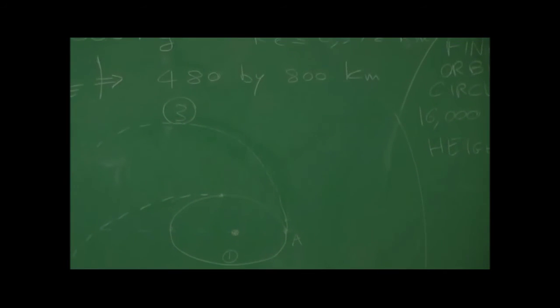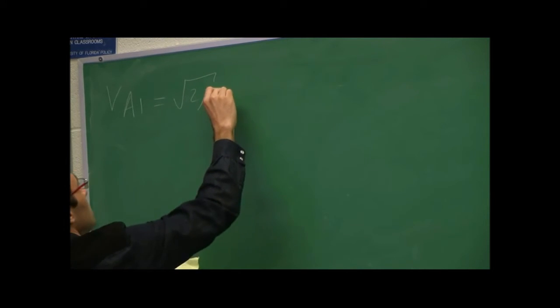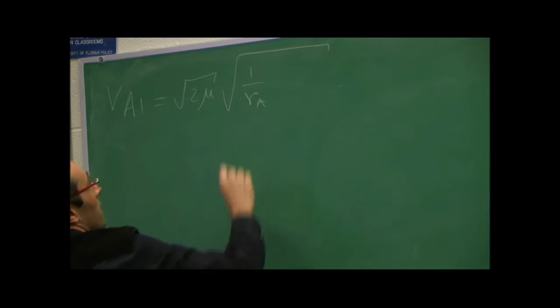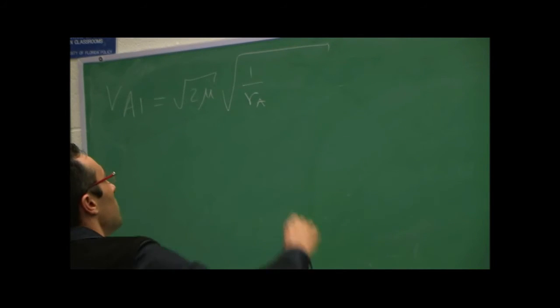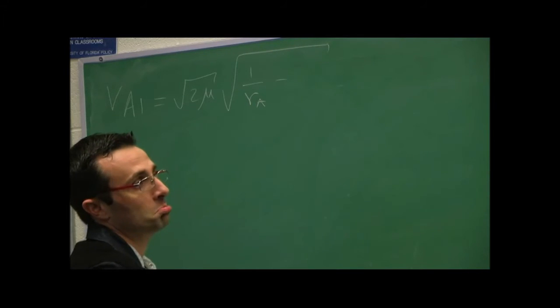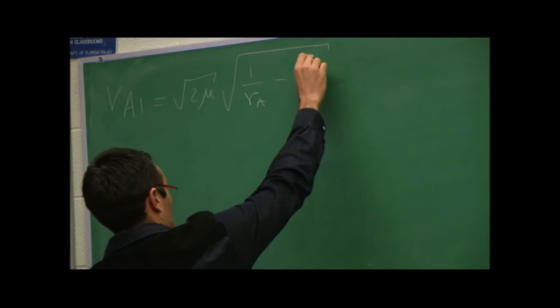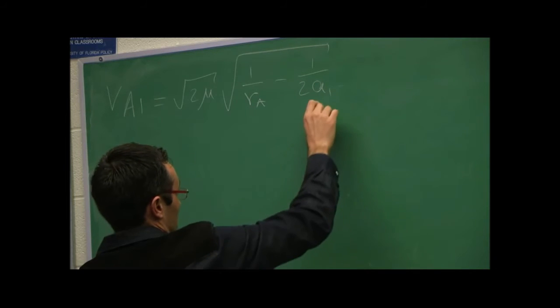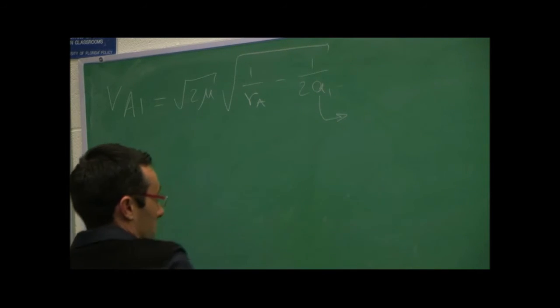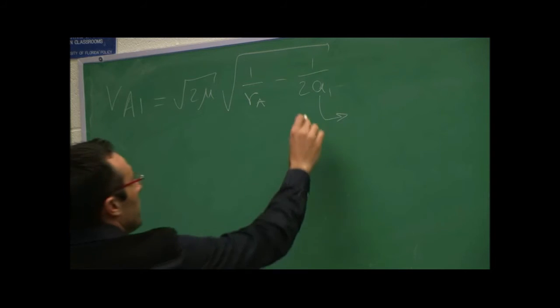You agree? Okay, so I have the numbers here. The velocity at point A, trajectory 1, so the ellipse, according to that expression, is the square root of 2 mu times (1 over the radius, the distance from the center of the planet at point A, minus 1 over 2, whatever is the semi-major axis of that). What is the semi-major axis of this? Or the 2a, the whole thing?